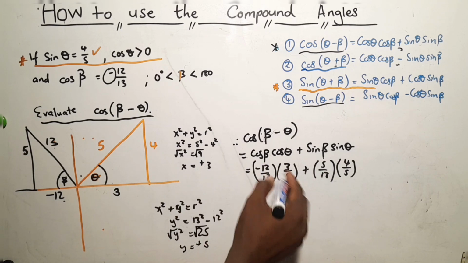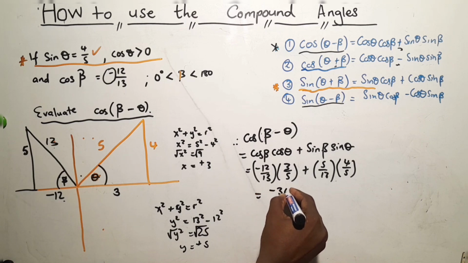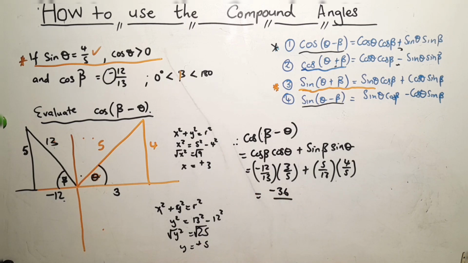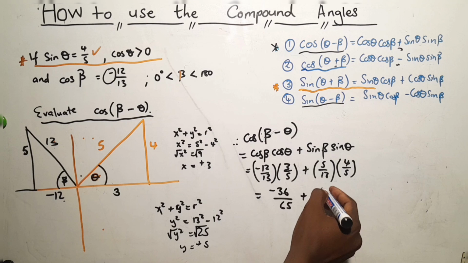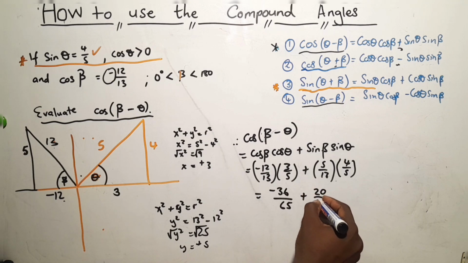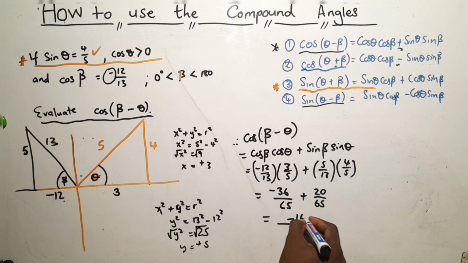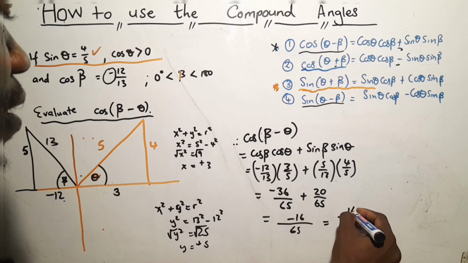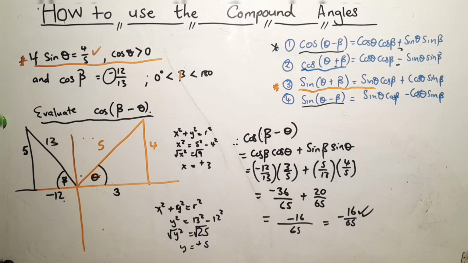So now we can evaluate this. Negative 12 multiplied by 3, that's negative 36. And 13 multiplied by 5, that's 65. And then plus 5 multiplied by 4, that's 20. And that's 65 as well. So that would be all over 65. And negative 36 plus 20, that's negative 16. So the answer will be negative 16 over 65, which is our final answer.